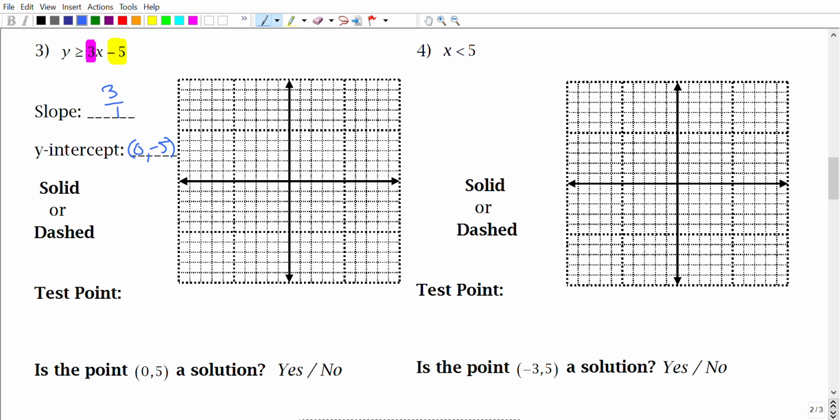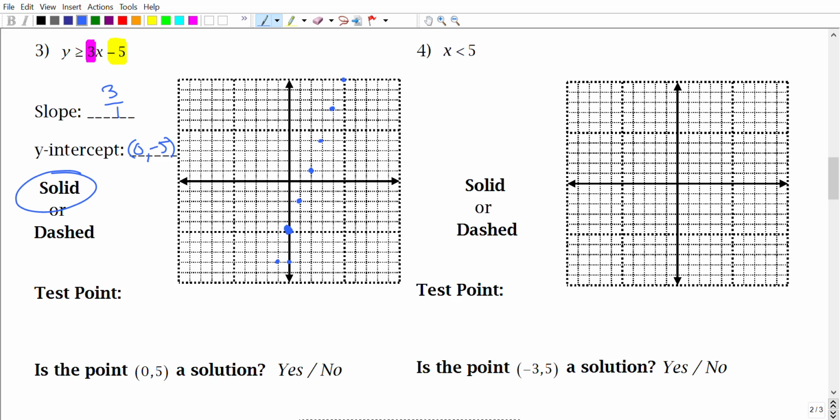Now, is it a solid or a dashed line? Notice it does have this little equal to symbol underneath it, and because it has that, we know it has to be a solid line. So let's start graphing it. I'm going to go to 0, comma negative 5. I'm going to go up 3 to the right one, up 3 to the right one, and just keep doing that. Or I could do the exact opposite, which is down 3 and to the left one.